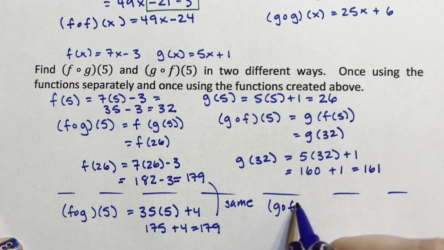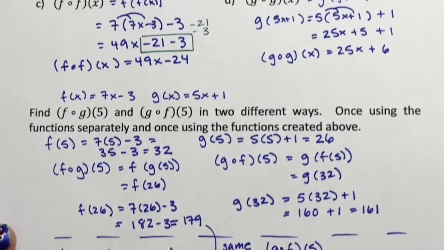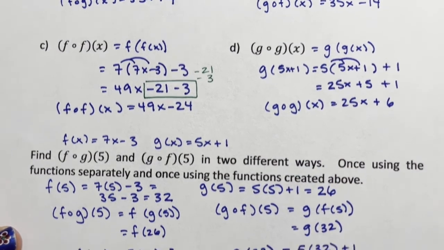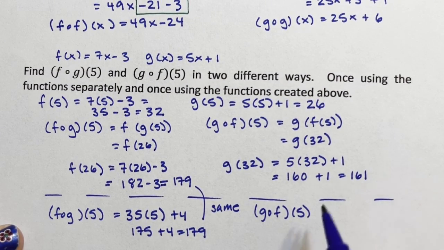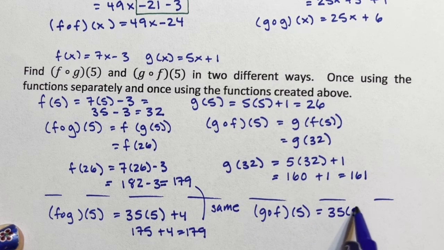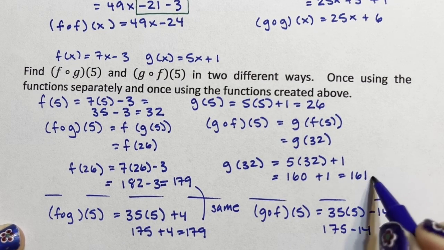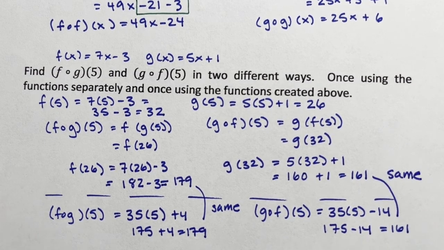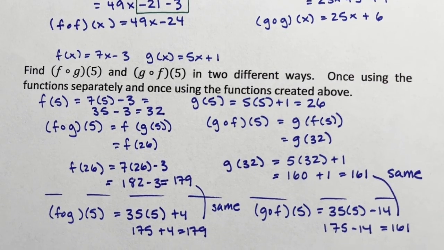And g of f of 5, well, now we have to go find that. This right here is 35x minus 14. Well, 35 times 5 is still 175, minus 14 is 161, and these are also the same. So two ways. One is you can find the individual pieces and do three calculations and three calculations, and you can get there. The other is to trust your math above and get there directly.